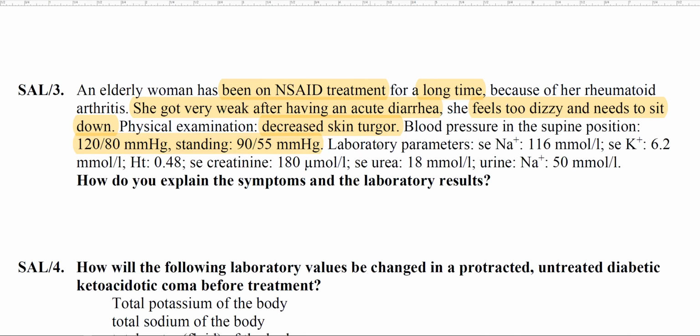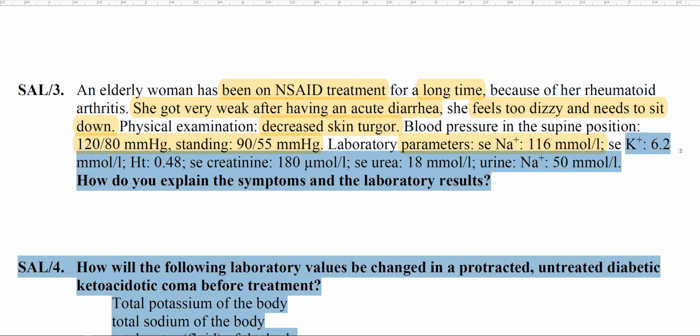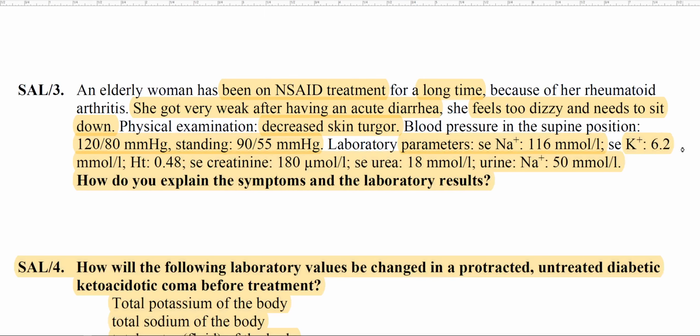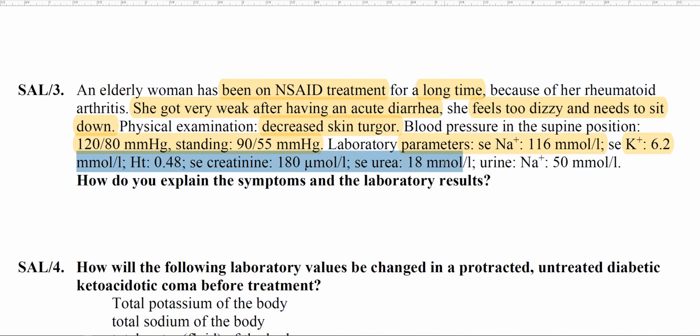Laboratory parameters: serum sodium, 116 millimoles per liter, so quite hyponatremic. Potassium, 6.2, so yes, it's high. Hematocrit is 0.48, which is also high for women. Serum creatinine, 180 micromoles per liter. Serum urea, 18 millimoles per liter. Urine sodium is 50 millimoles per liter. Okay, good. Now let's go step by step.